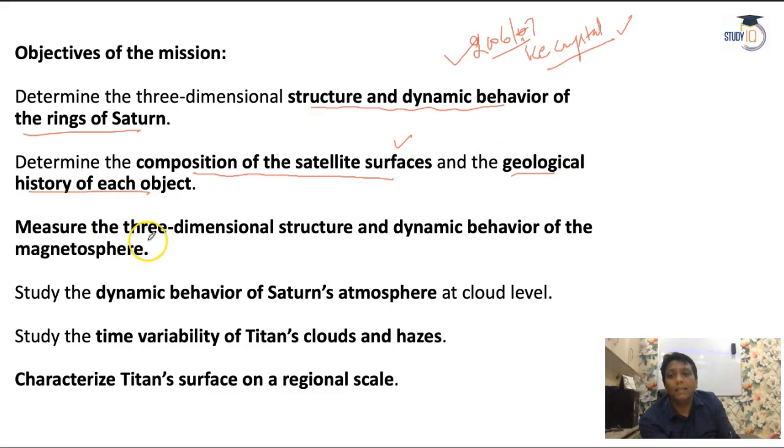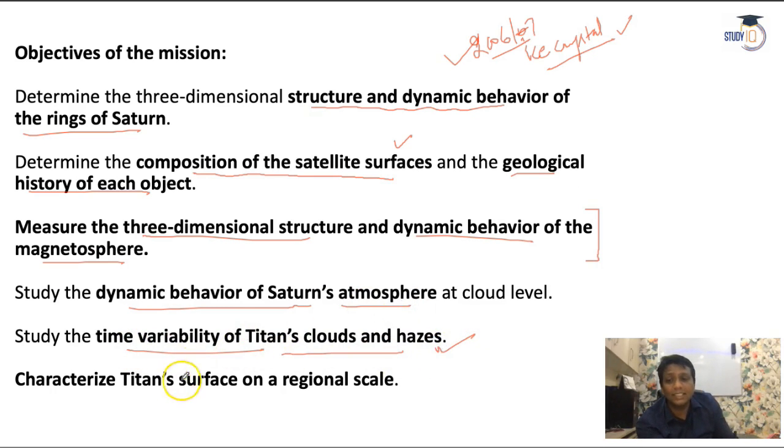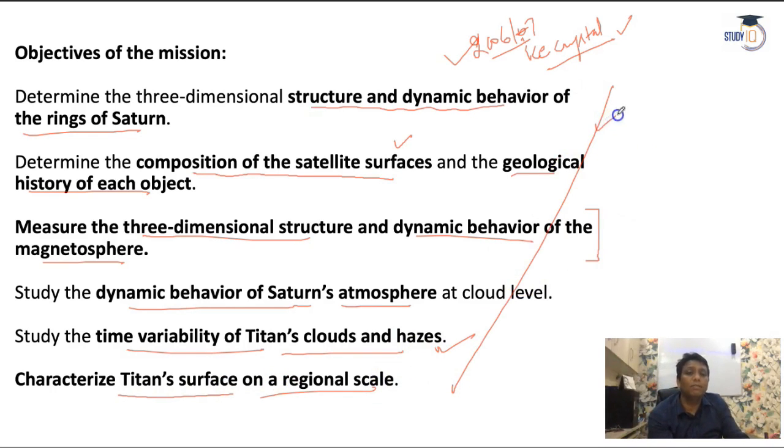This mission also identified the composition of the satellite surfaces and the geological history of each object. It measured the three-dimensional structure and dynamic behavior of Saturn's magnetosphere, the dynamic behavior of certain atmospheres, even time variabilities of Titan's clouds and hazes, and various Titan surfaces on a regional scale. All these studies were performed with the help of Cassini-Huygens.